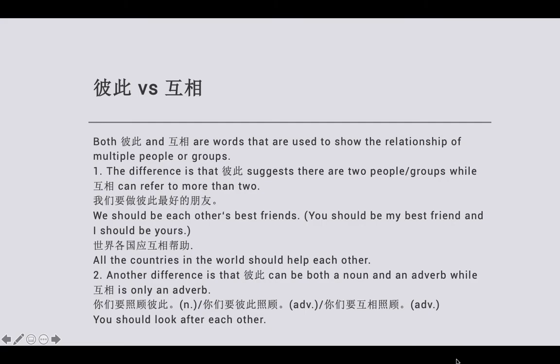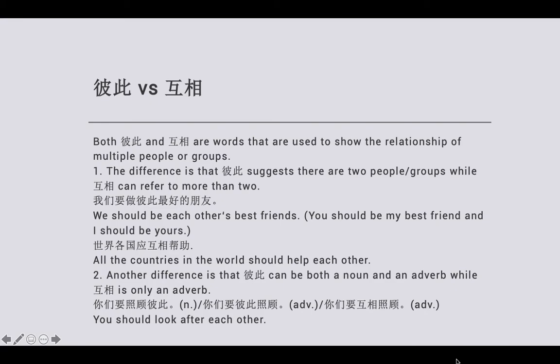is that 彼此 can be both a noun and an adverb, while 互相 is only an adverb. For example, 你们要照顾彼此. You should look after each other. And here, 彼此, you put it after the verb 照顾. So it's a noun here. 你们要彼此照顾. And here, the 彼此 is used as an adverb.